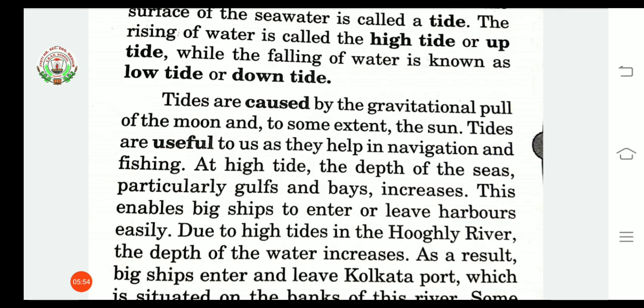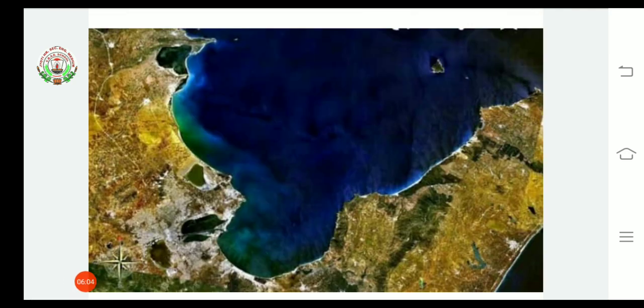What is the meaning of gulf? A deep inlet of sea almost surrounded by land. One picture I am sharing with you, that is of a gulf. See, this is the picture of a gulf. You can easily see that it is a deep inlet of sea and that it is almost surrounded by land. Okay, so this is a gulf.